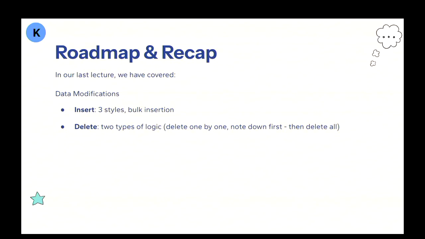And in the second loop, we just remove all the rows we have taken note of. So we have experimented in our last lecture that Postgres is actually using the second type of implementation.